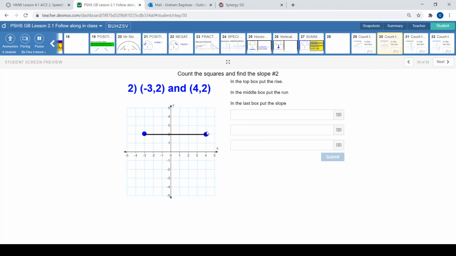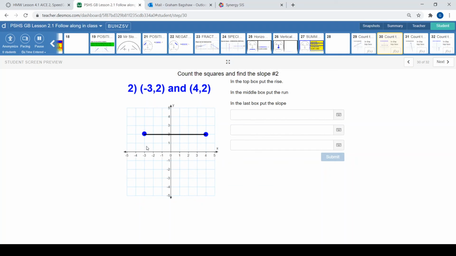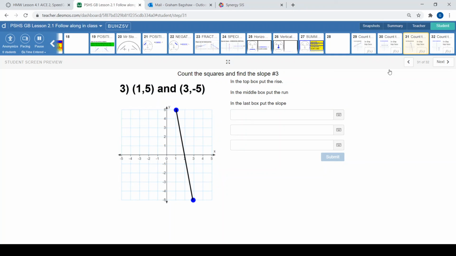Horizontal line, we could actually just use that HOY straight away, or we could go back to Mr. Slope Guy. So when we see a horizontal slope, we know immediately it's going to be 0. If we do count the squares, 1, 2, 3, 4, 5, 6, 7. 7 is the run. How many squares do you go up? Well, actually, you don't need to go up any at all because it's already in the same place. So up 0, across 7, and 0 divided by 7 would be 0.